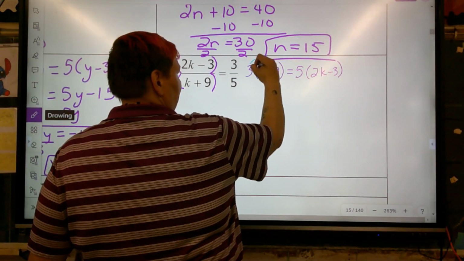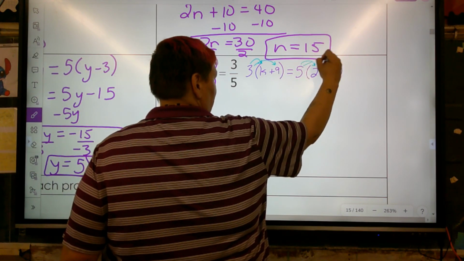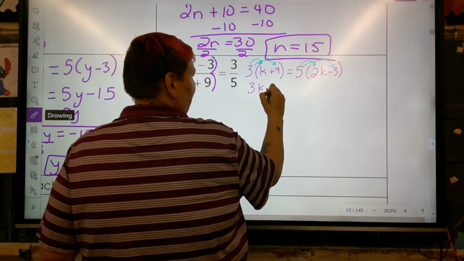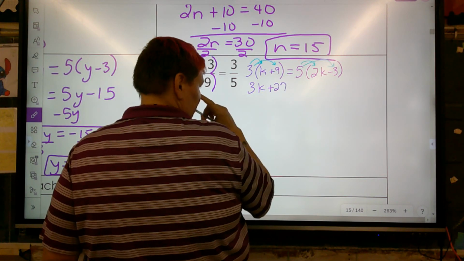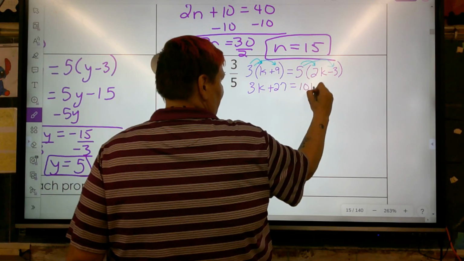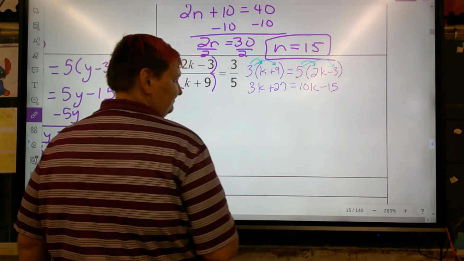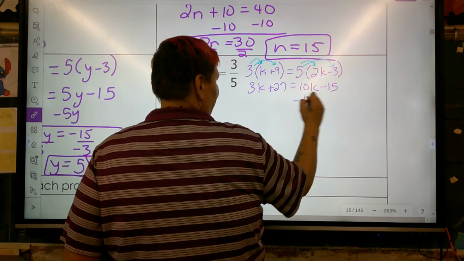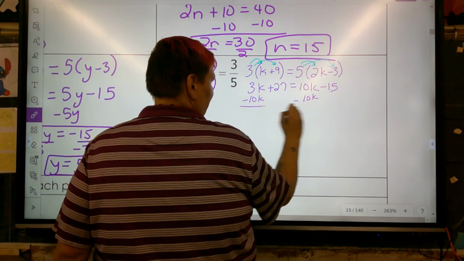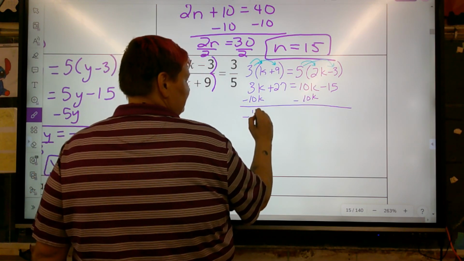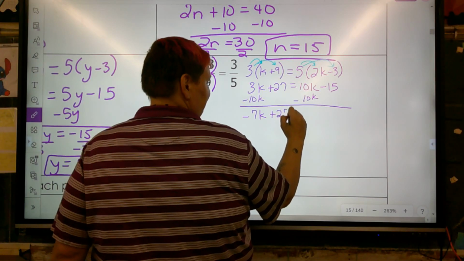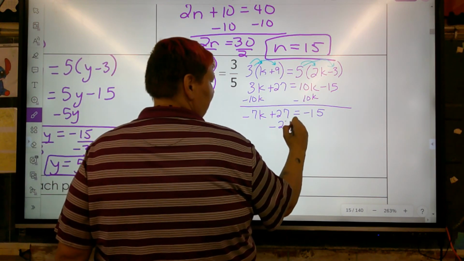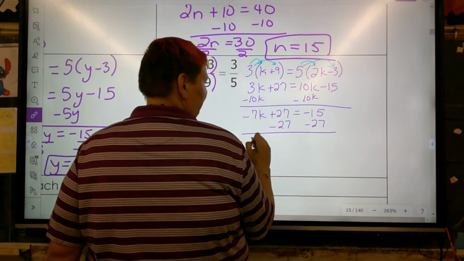Distribute. 3k plus 27 equals 10k minus 15. Move your variables to one side or the other. I'm going to move mine left because negative numbers don't really bother me. Negative 7k plus 27 equals negative 15. Get rid of the constant by using inverse property.